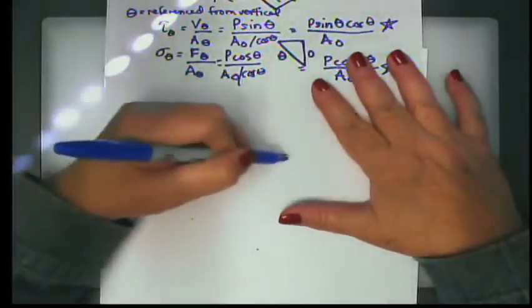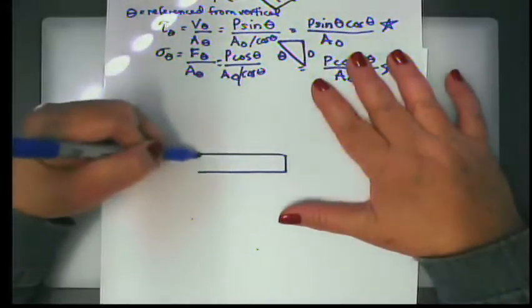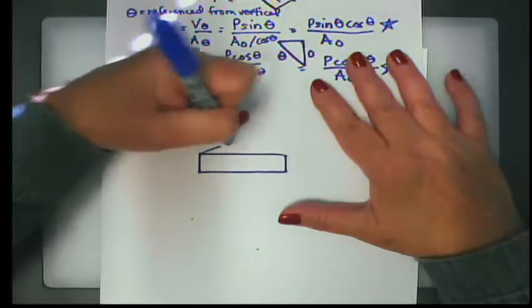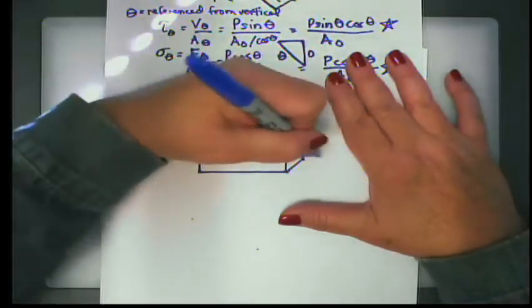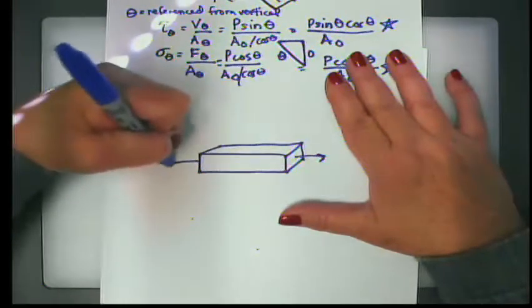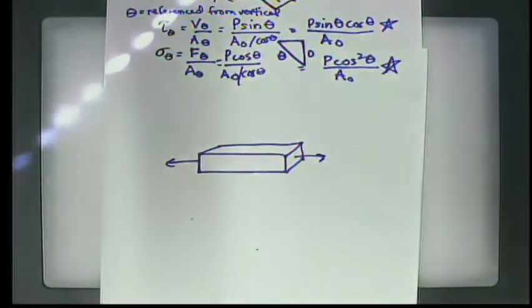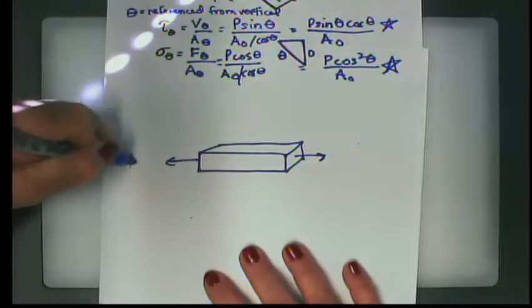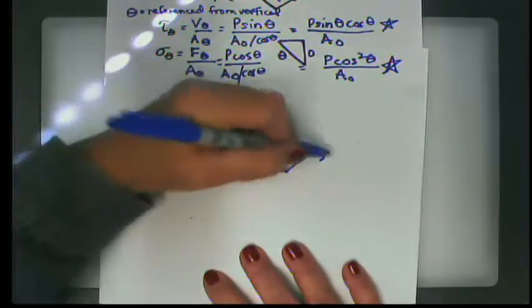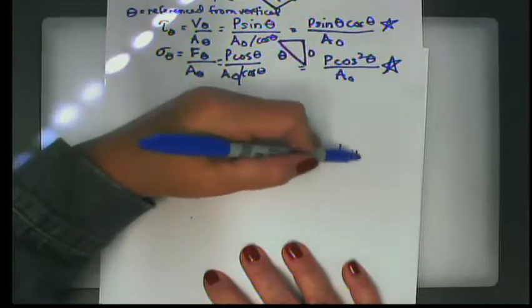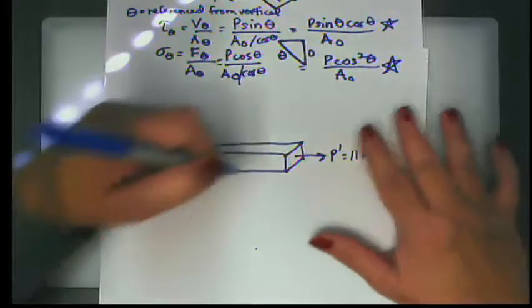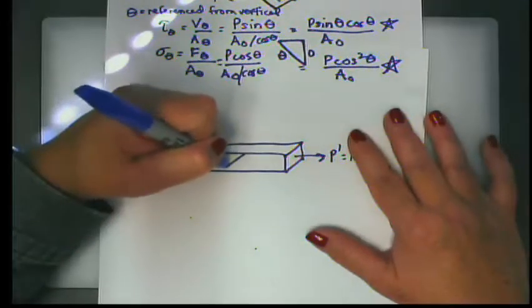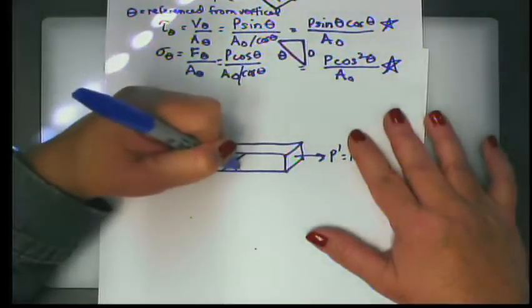I'm going to draw it square just because I do a little better that way. So my board looks like this. And we have a load P. And we're told that P and P prime are 11 kilonewtons. Okay. And then my splice looks like this. Now this is a little deceptive, but I'm told that this angle is 45 degrees.